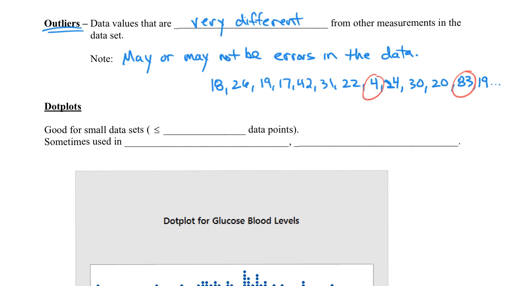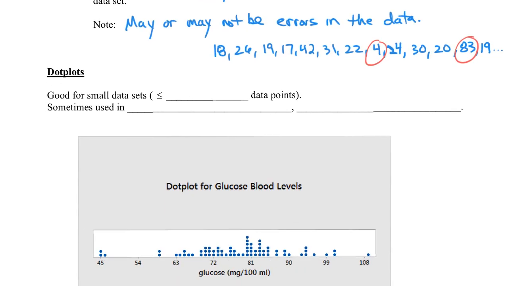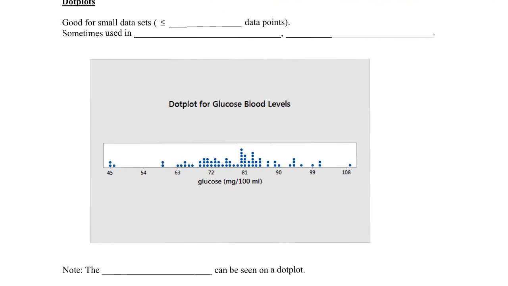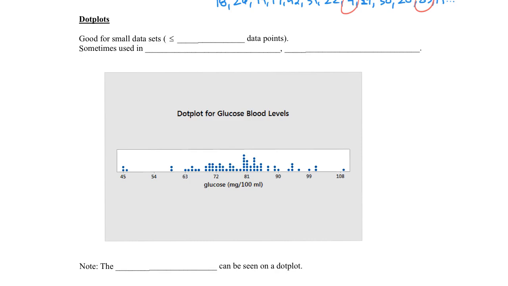Okay. Then we've got dot plots. So dot plots are, well, let's take a look. Here's an example of a dot plot. Dot plots are good for small data sets, less than about 40, I'll say 40 or so. It's not written in stone, it's just a ballpark. So 40 or so data points.